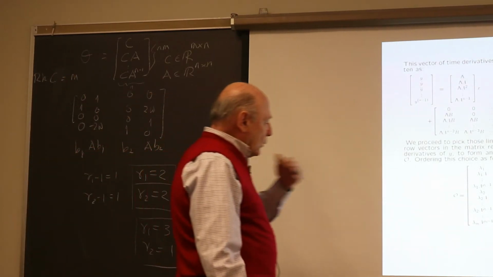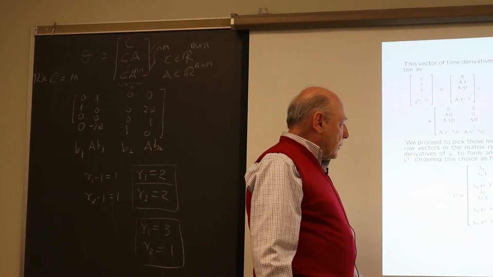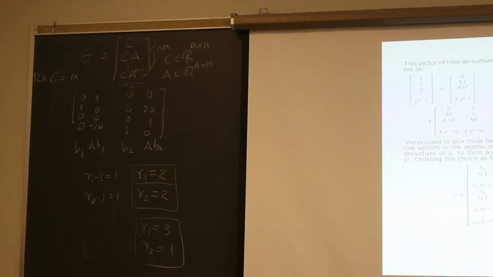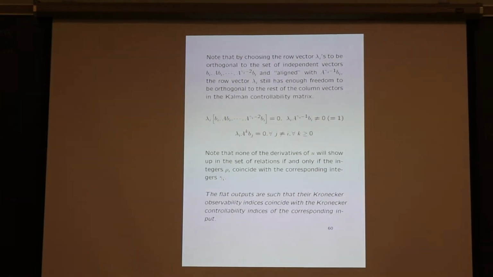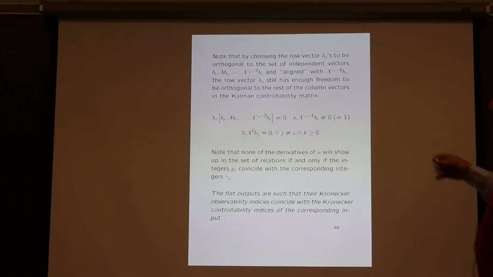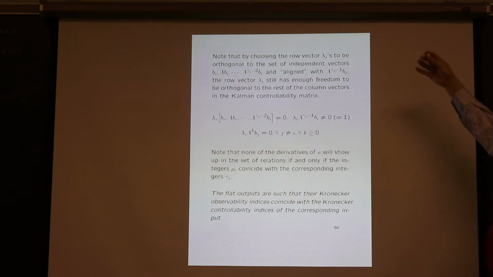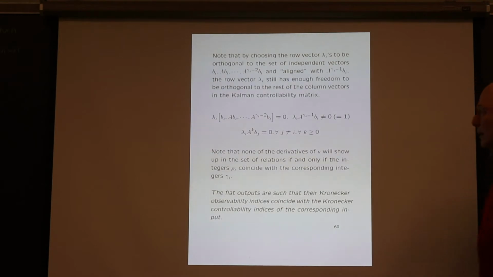And by doing that, we obtain a different set of Kronecker parameters. They are called the Kronecker observability indices. And the nice thing would be to relate them to the Kronecker controllability indices. So if we do things in the right manner, we can choose the row vectors to be orthogonal to the set of independent vectors in the corresponding block of the Kronecker decomposition of the Kalman controllability matrix.